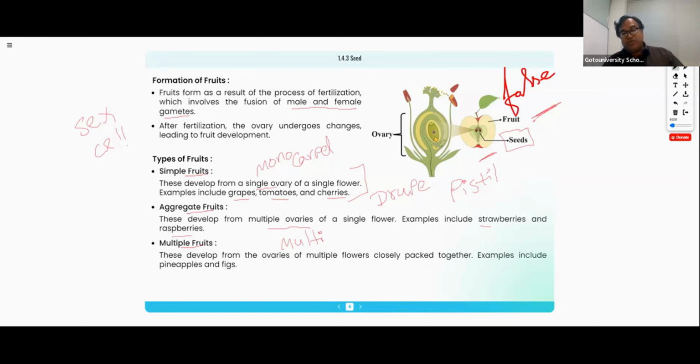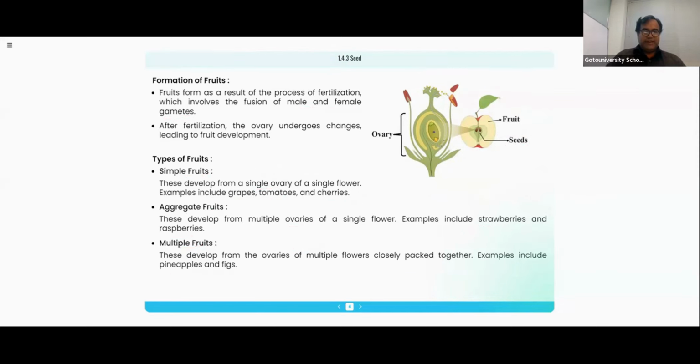The multiple fruit, the word I am saying for pineapple or fig fruit. This pineapple and fig fruit are having the ovaries of multiple flowers. So this is closely packed. Here in this case, it is not closely packed, right? So be very careful while understanding all this information.